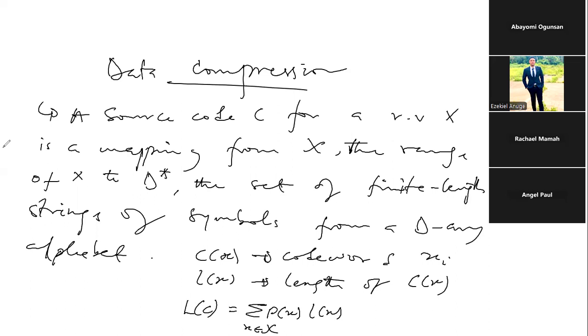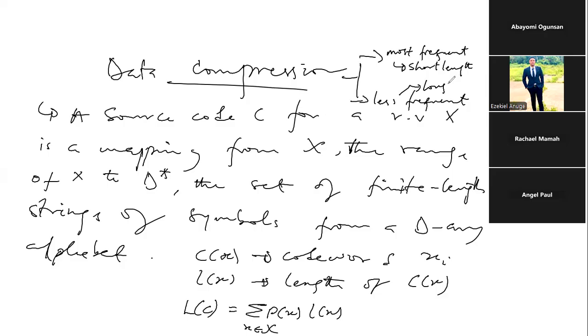Okay, so now we have been able to show that for us to be able to achieve data compression, we have most frequent and less frequent outcomes. So here we assign short length, and here we assign long length. So that's how we're able to achieve compression. So we're going to see how this works. So what we are now saying is that the expected length that we are supposed to get after compression is the expected value of the length of the code word.